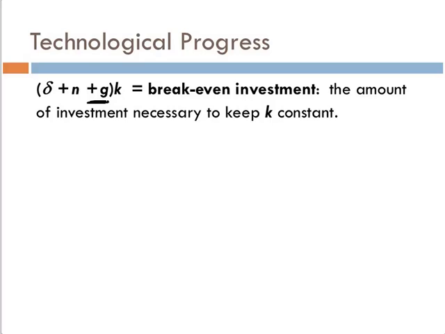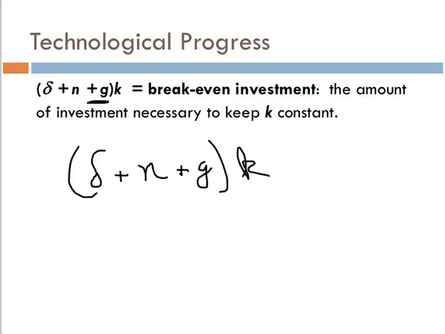Okay, so we see that the break-even investment is simply the amount of investment needed to keep K constant, and it's just what? We have to account for the amount of capital we destroy, the increase in the workforce, and the increased productivity of the workforce, and multiply that all by K, and that is our break-even investment function.